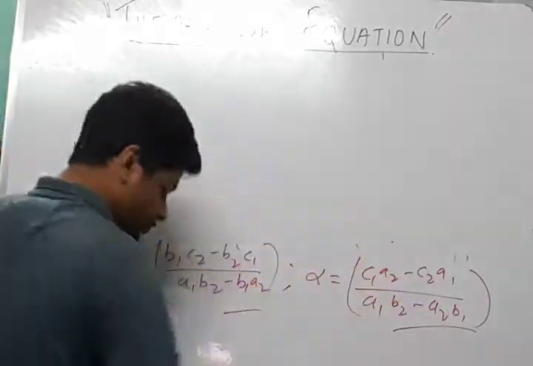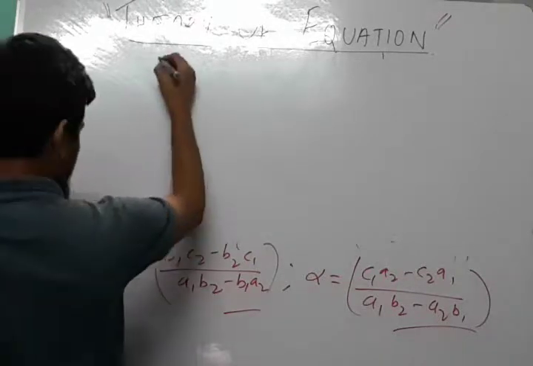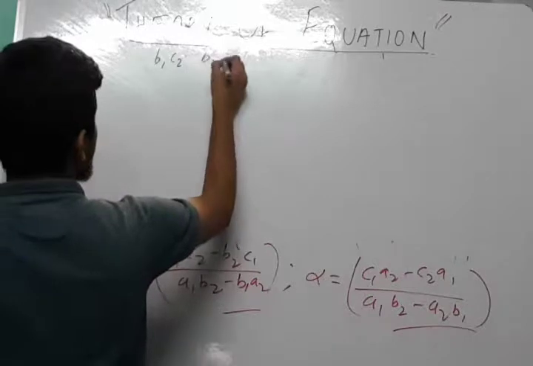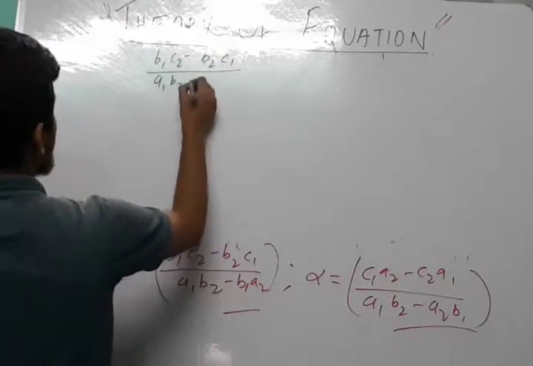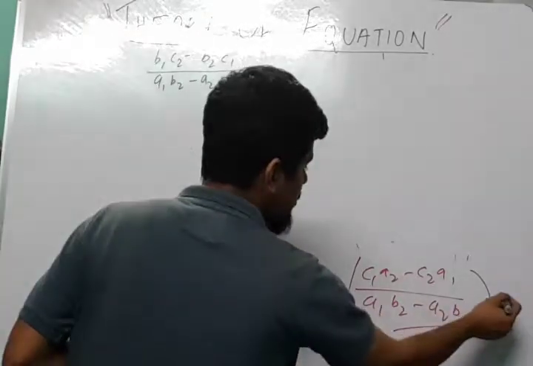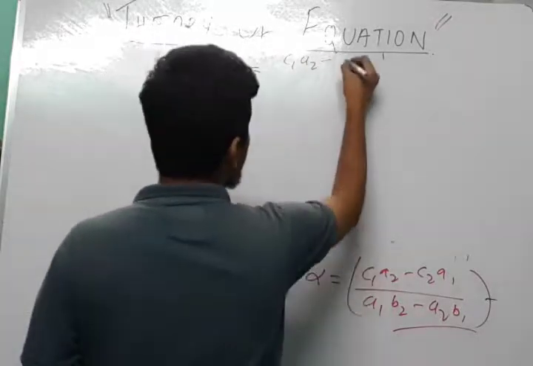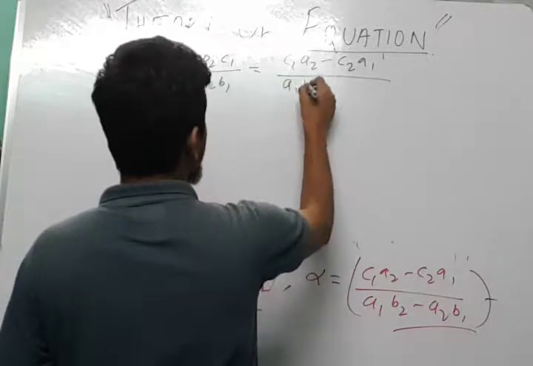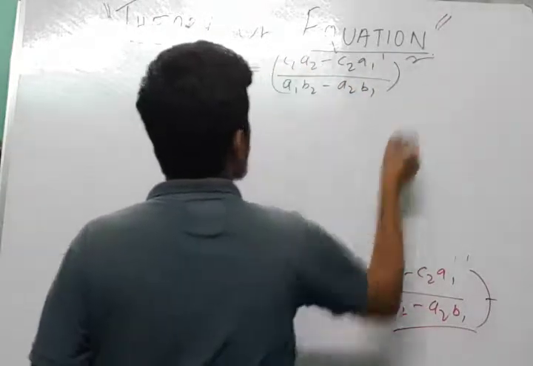Okay, so now we are good to go. So that will give us (b1 c2 minus b2 c1) by (a1 b2 minus a2 b1) will be equal to the square of this term. So this will be equal to (c1 a2 minus c2 a1) by (a1 b2 minus a2 b1) whole square.